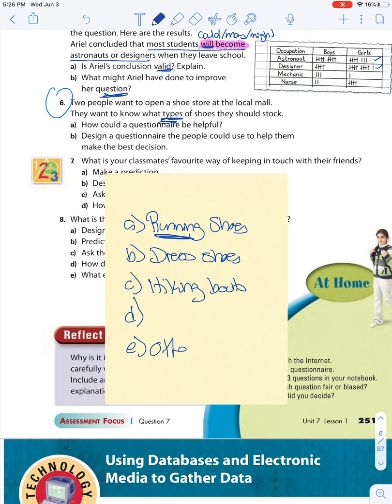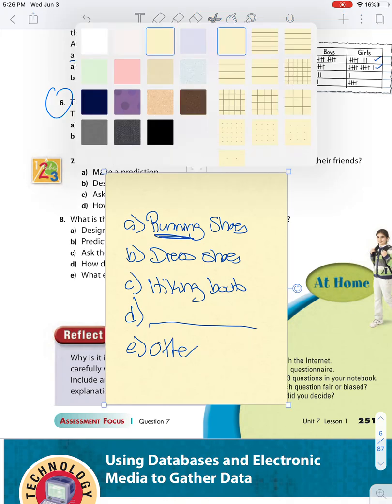And then we also should have another one, and then we should have also other, right? I don't know. You could have something else here. High heel shoes. Flippers, I don't know, sandals, whatever, slippers. Okay, there you go. That's it.